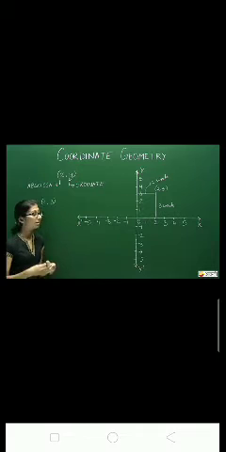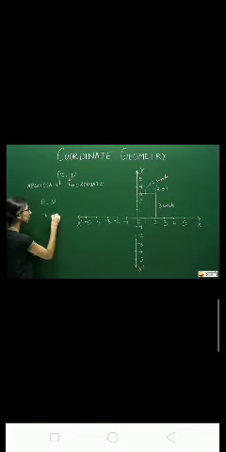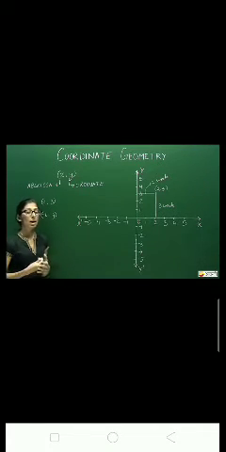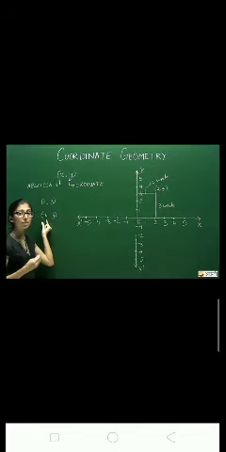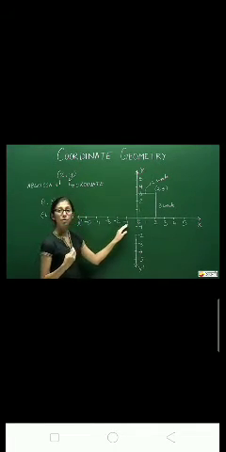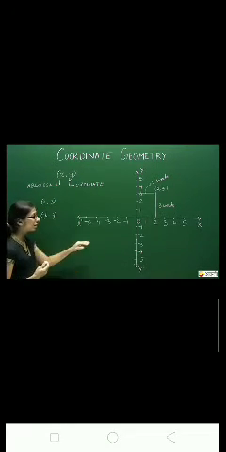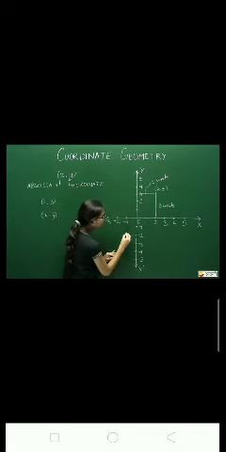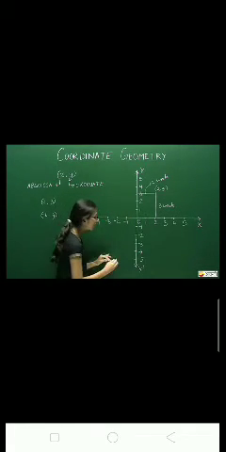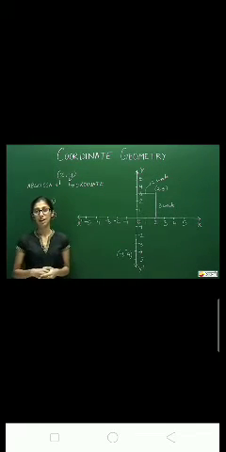Let's take another example. If we have to plot a point whose coordinates are -1, -4. Now what we will do? First we will move in the negative x direction and move 1 unit. So we will come over here. After that we have to move 4 units in the negative y direction. That means from here we will move 4 units downwards and we will reach our required point, that is -1, -4. In this way we can plot any point in this plane.